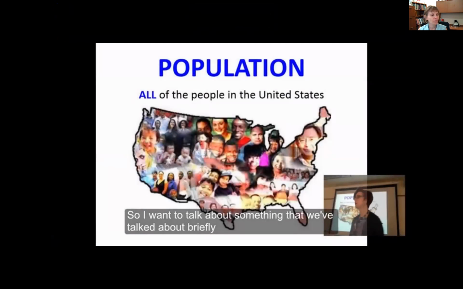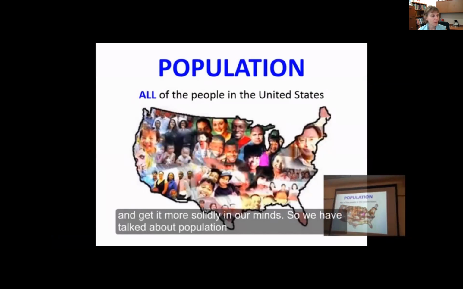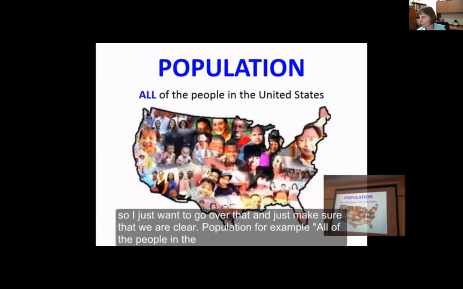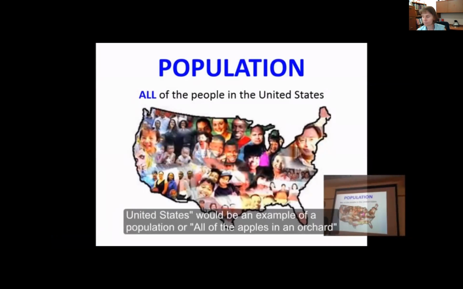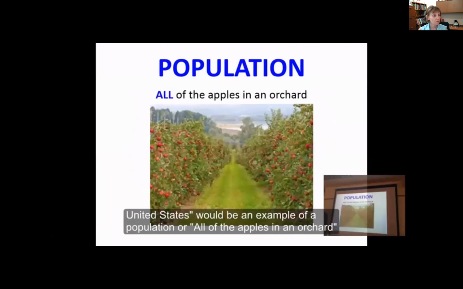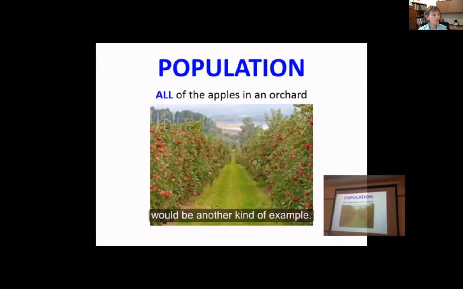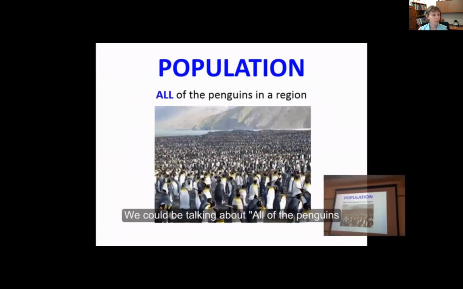So I want to talk about something that we talked about briefly, and get it more solidly in our minds. So we have talked about population. So I just want to go over that and just make sure we're clear. Population, for example, all of the people in the United States would be an example of a population, or all of the apples in an orchard be another kind of an example. Could be talking about all of the penguins in a region.